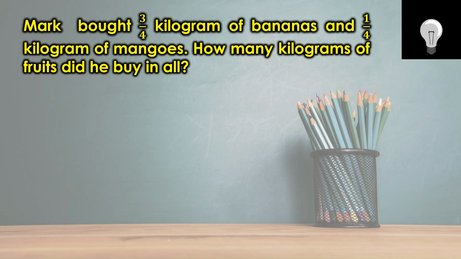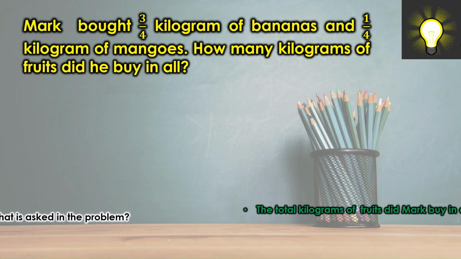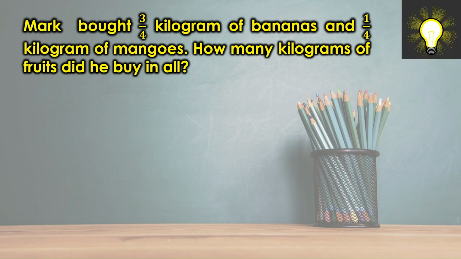Now it's time to learn from this simple word problem. Mark bought 3/4 kilogram of banana and 1/4 kilogram of mangoes. How many kilograms of fruits did he buy in all? Let's examine the problem. What is asked in the problem? Yes, the total kilograms of fruits that Mark bought. The given numbers are 3/4 kilogram of bananas and 1/4 kilogram of mangoes. What operations are we going to use?